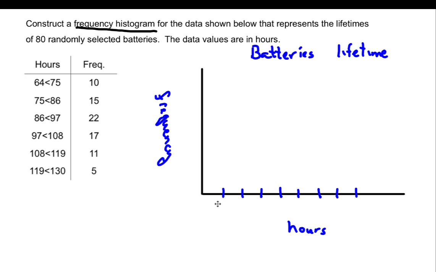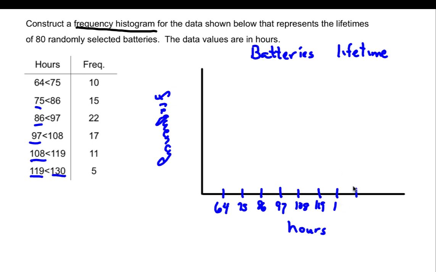Now to label the X axis, you're going to use the beginning of each class. So I'm going to do 64, the beginning of the next class is 75, so that's my next tick mark. 86. And I'm going to continue this process until I get to the last class. When I do the last class, I write the first interval at 119, and then I write the ending of that interval. So that class ends at 130. So my last tick mark would be at 130. And I accidentally drew an extra one, so let me erase this.